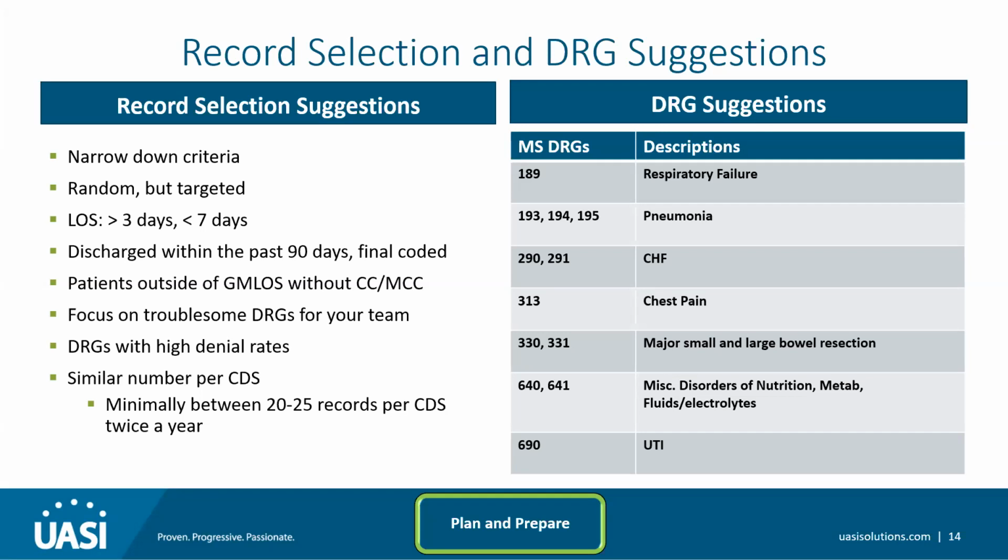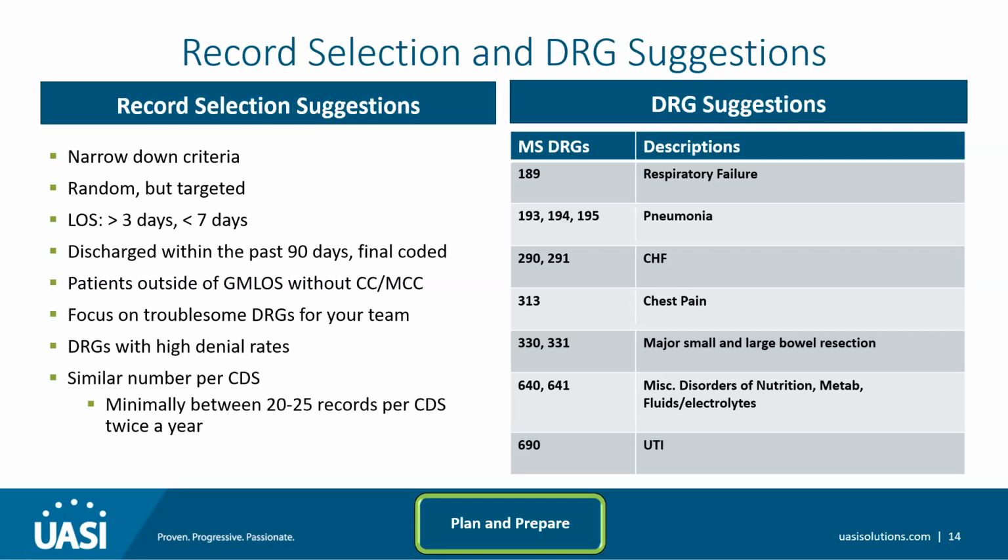And then the question we often get asked is how many per CDS? And there's probably not any right or wrong answer for that. But I like to use the general rule of 20 to 25 records per CDS twice per year. And that just really gives a good ballpark, gives you a volume.